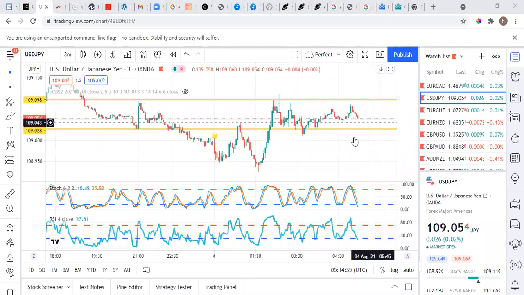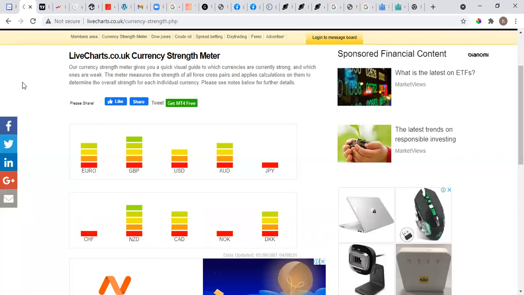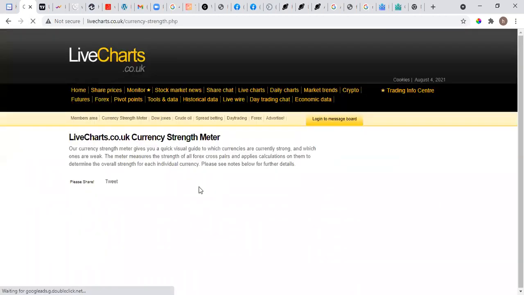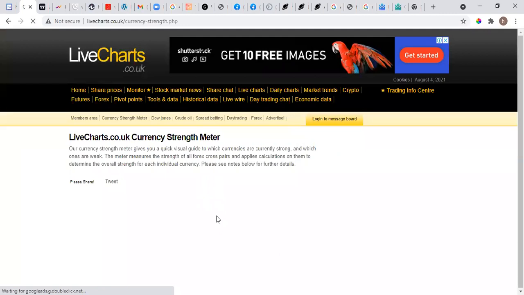Okay, so let me look at the currency strength meter first. I always want to see which currencies are far apart in their strength so that I can be trading them. I like to buy when I see that the base currency is strong, and I like to sell when I see that the quote currency is stronger.